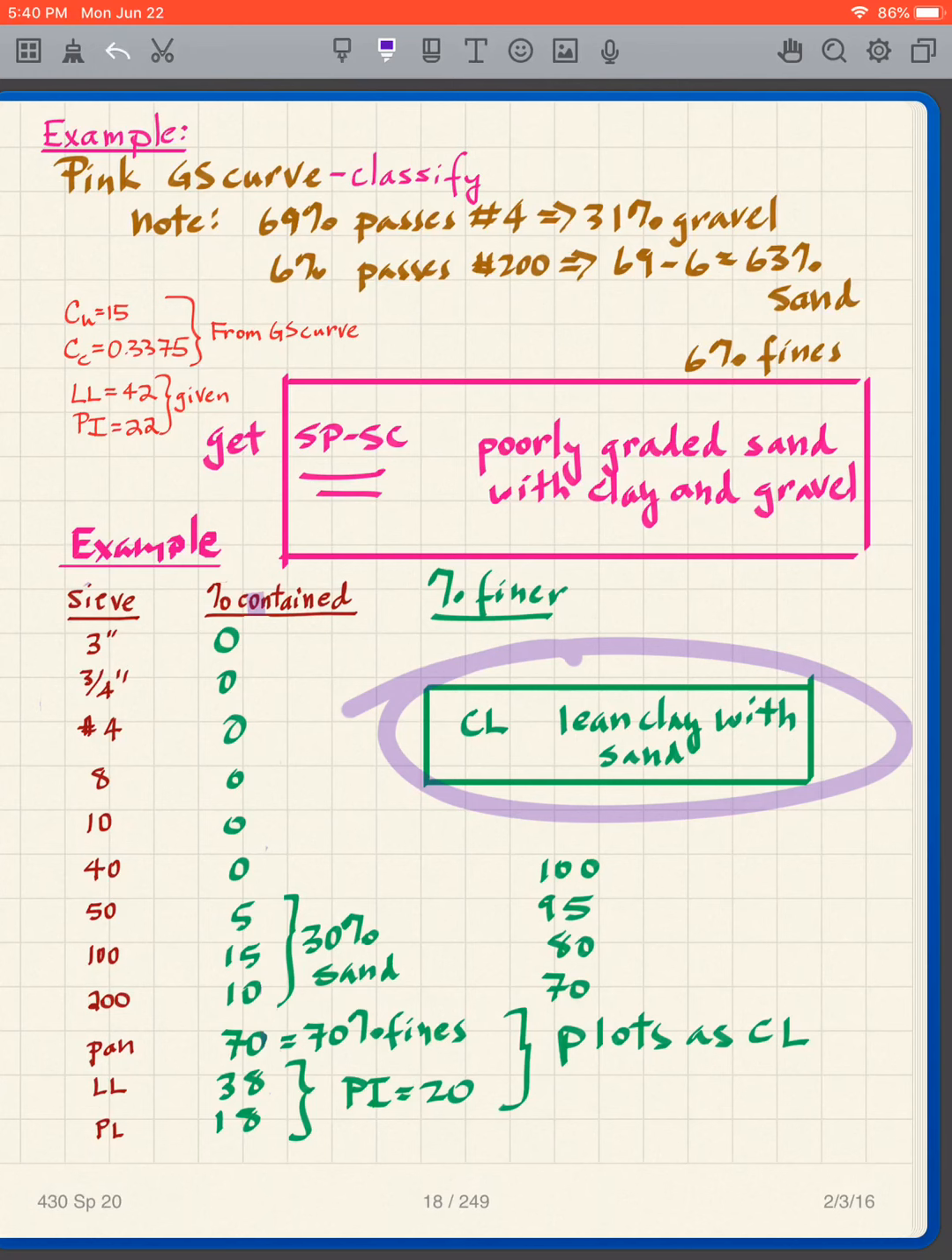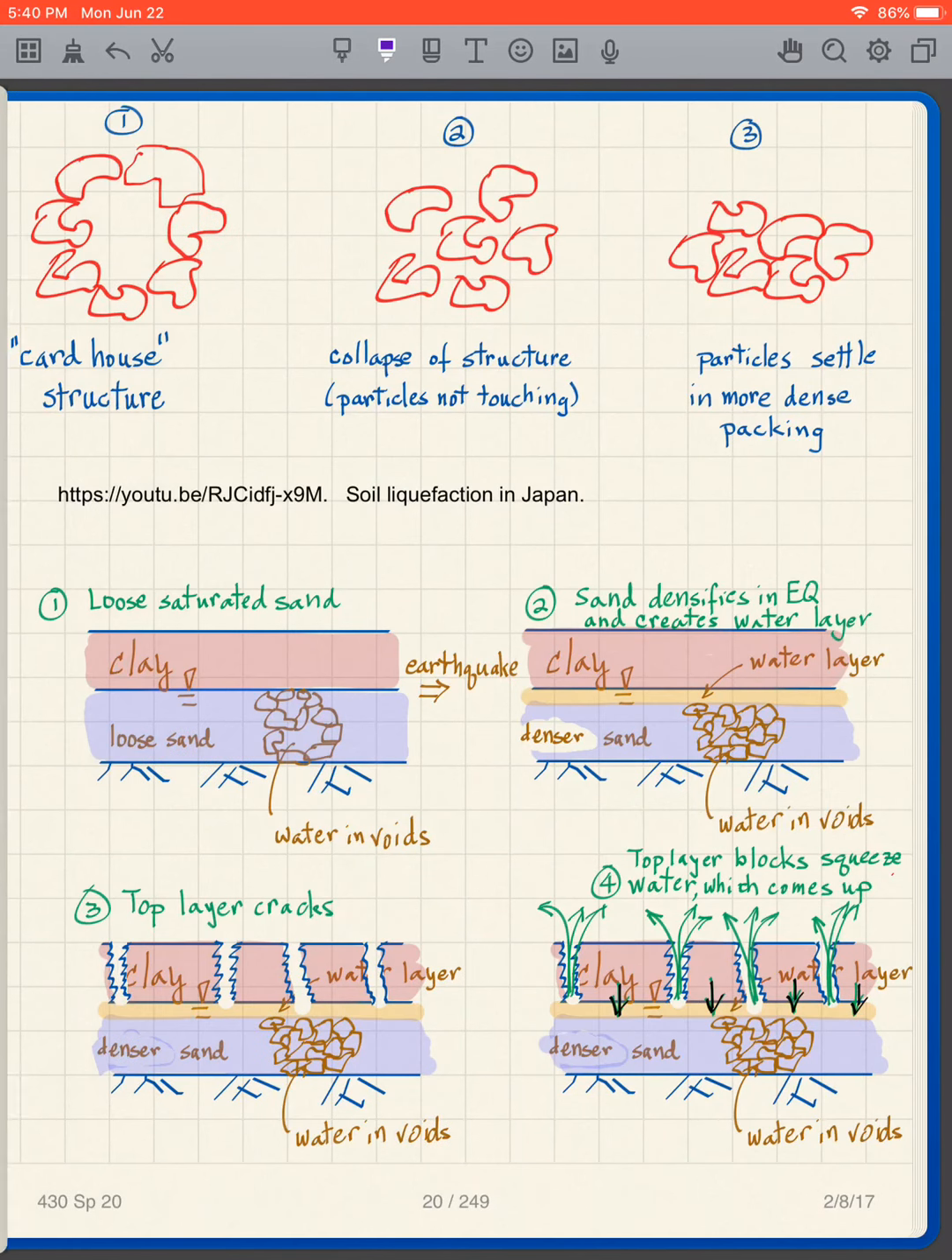CL, lean clay with sand, that's my answer. So that is how we classify soils. And if you can do these problems, the ones that I went through, and I'll send you some more, then you are capable of classifying a soil. So it takes some practice, but everybody gets it. So it's not difficult.